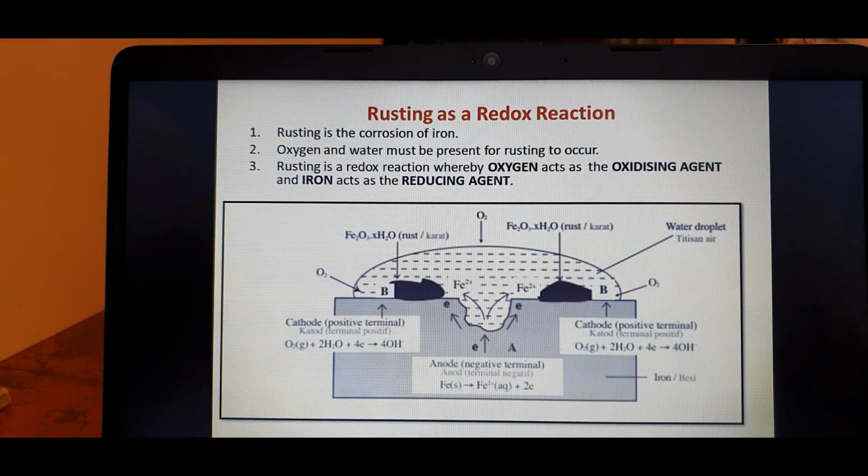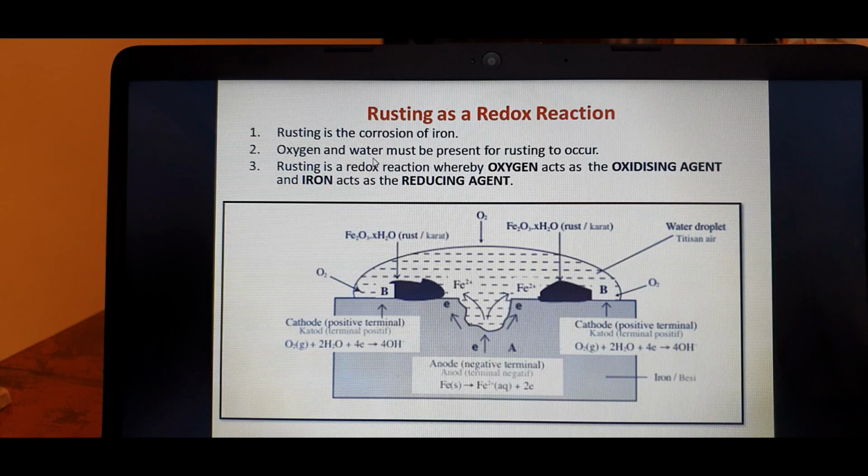We want to learn about rusting as a redox reaction. When I say rusting as a redox reaction, remember the word rusting can only be used for iron. So when iron corrodes, we say iron rusts. What are the two conditions that I need for rusting to take place? I need oxygen and water, then rusting will occur.